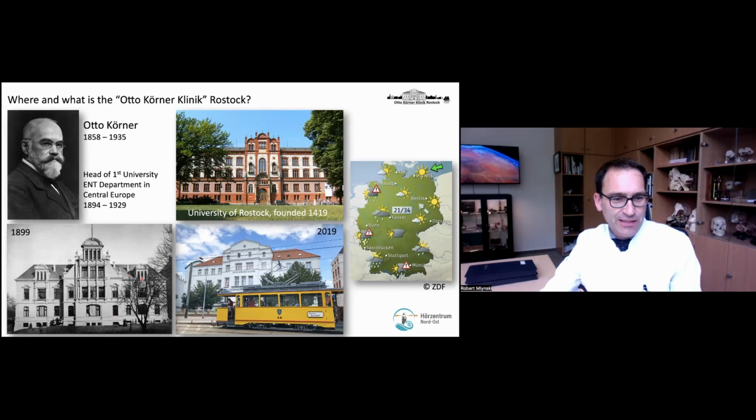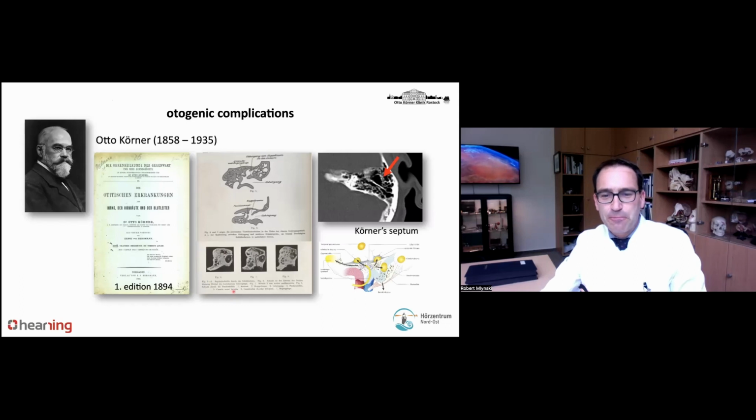That was what it looked like in 1899, and that's what it looks like today. And Otto Körner, I think everybody is familiar with. He was an otologist who scientifically described the connection between temporal bone infections and intracranial complications of the brain, the dura, and the vessels of the brain. And that's why the Körner's plate was named after him, the ossified suture of the petrosquamous bone.